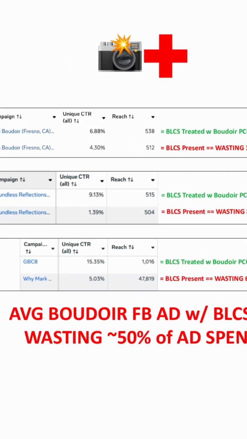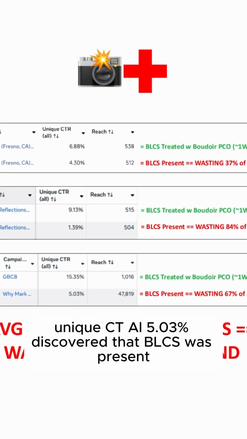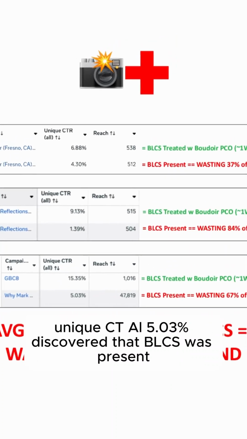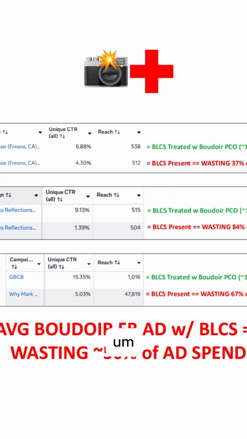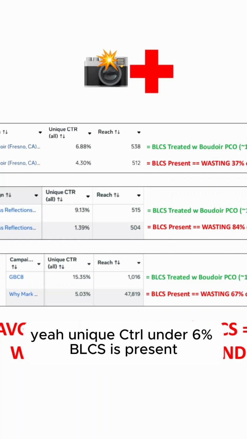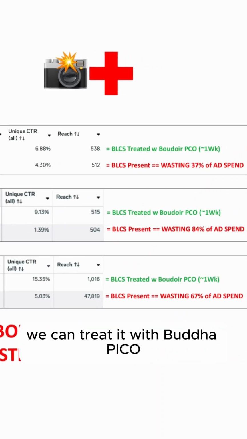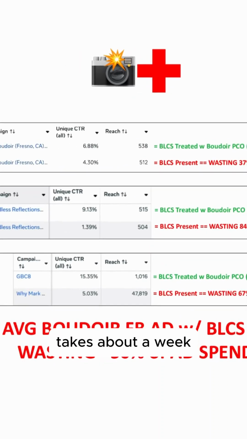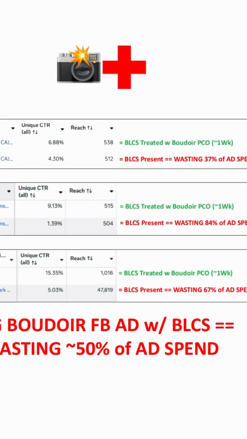Finally, my hospital now had a patient come in, unique CTR 5.03%, discovered that BLCS was present. Unique CTR under 6%, BLCS is present, Boudoir low click syndrome. So now we got the solution. We can treat it with Boudoir PCO, takes about a week. And we got the unique CTR up to 15.35%.